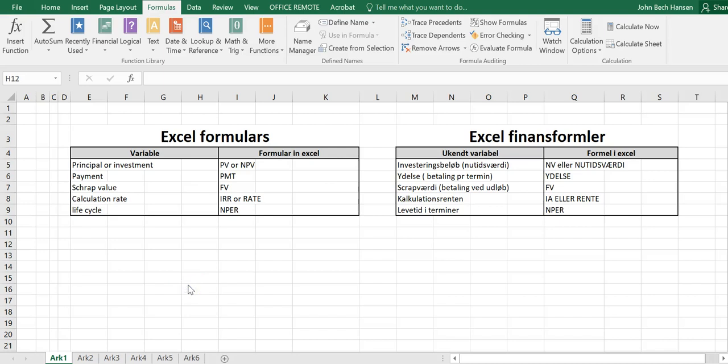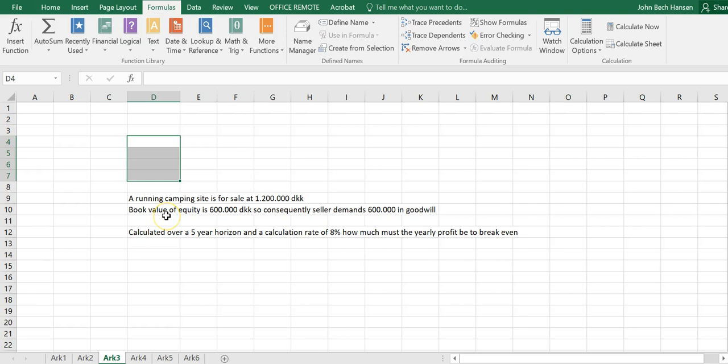Welcome back, students. This video we're going to talk about payments and an example of when we can use this formula. Payments is about the running payments coming on a frequent basis.